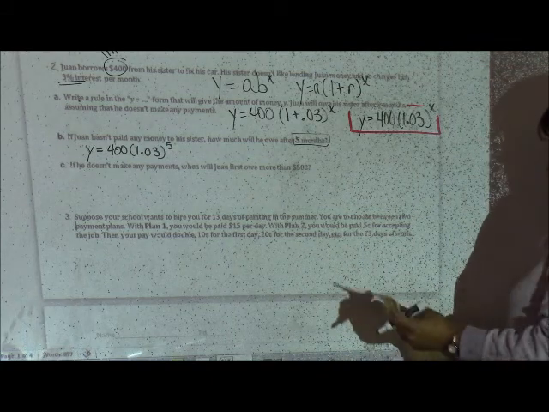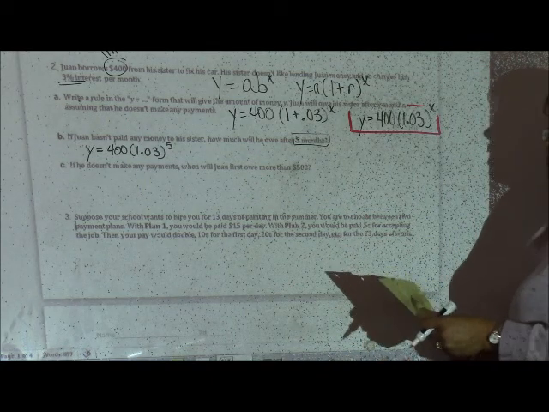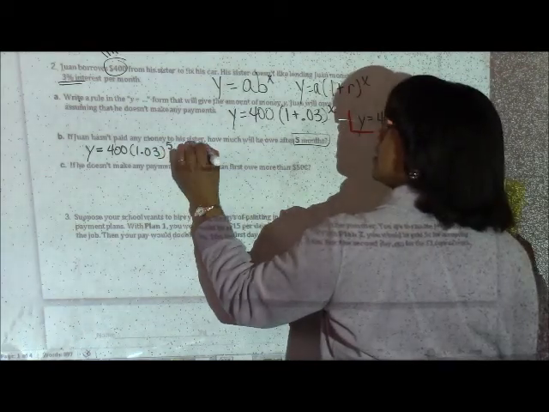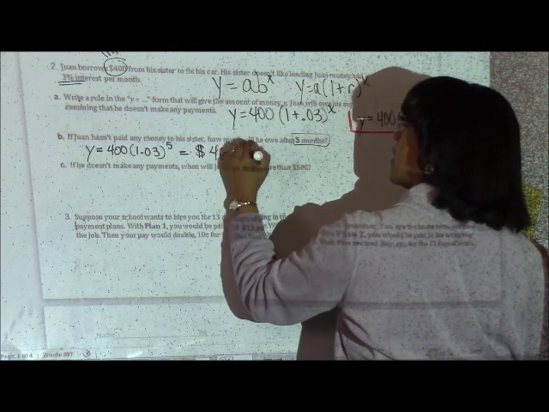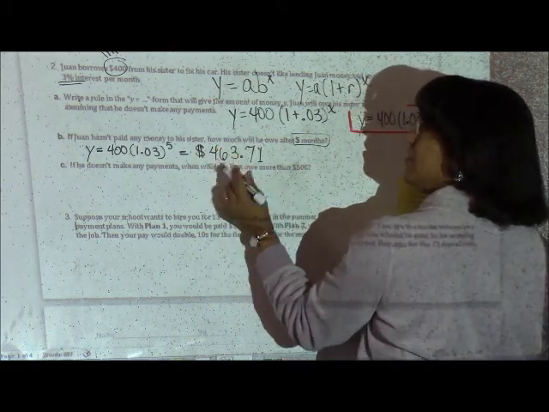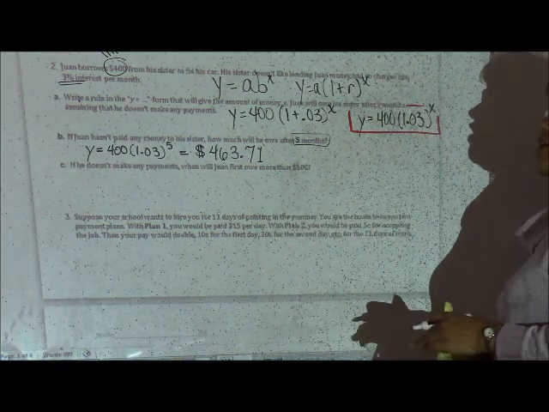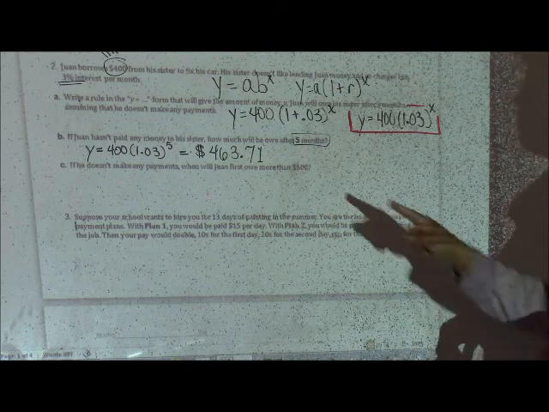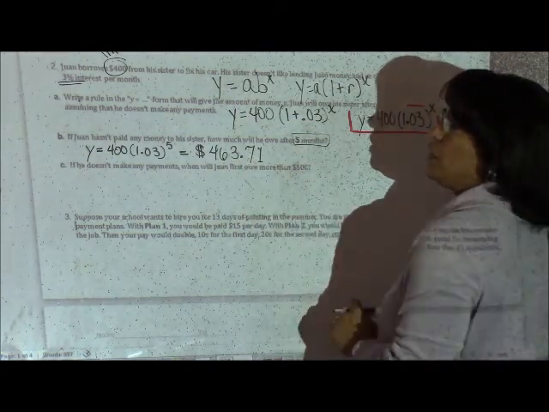And what I got when I plugged it in was $463.71. So he borrowed $400, but there's some interest on it, so now he owes $463.71. So I would want you to show me how you did that. I want to see all of this, and the final answer would be your $463.71.